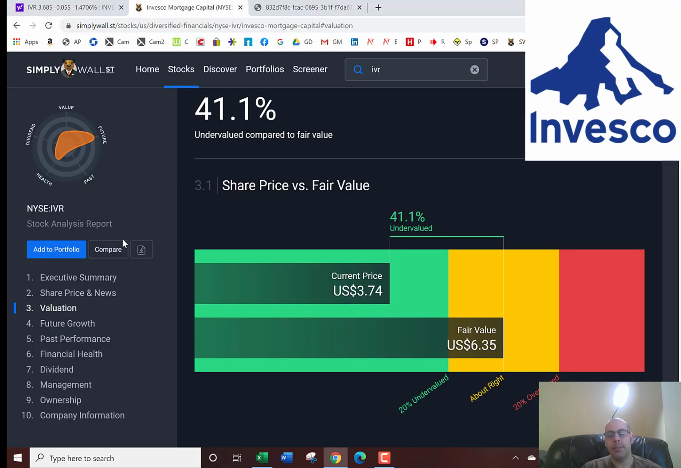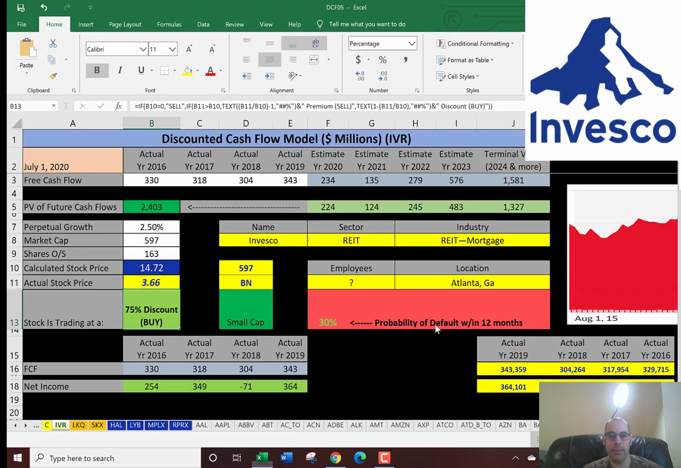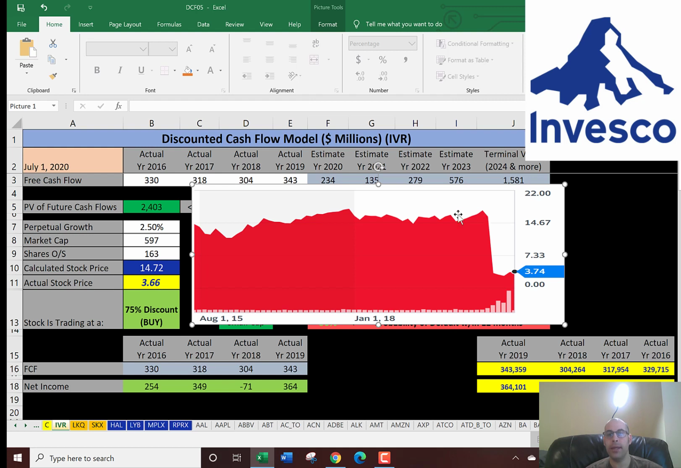So let's see what Simply Wall Street values the company at. They value it at 635. They're saying it's a 41% discount, so also calling it a buy, but just not as high a value as I am. The stock was trading about $15 a share before coronavirus hit, so it was in line with my model, but then it's dropped like a rock down to $374. So it appears that investors are not willing to pay $15 anymore. They drove the price down to $374 because they're just not comfortable with the future of the company.